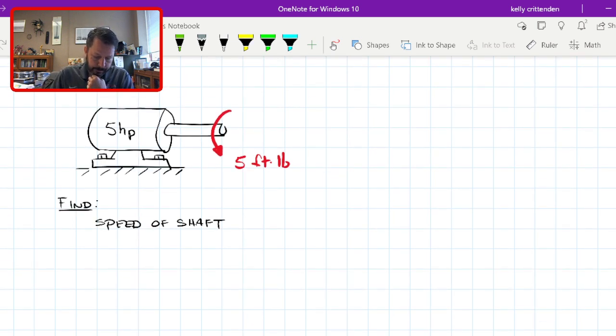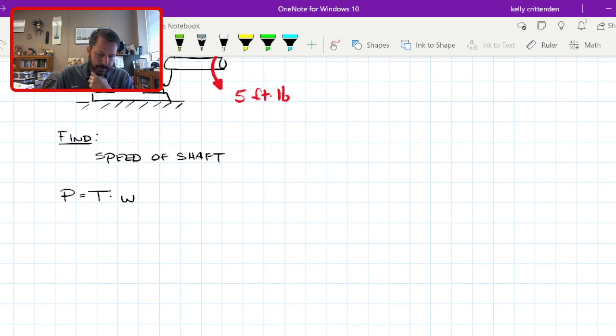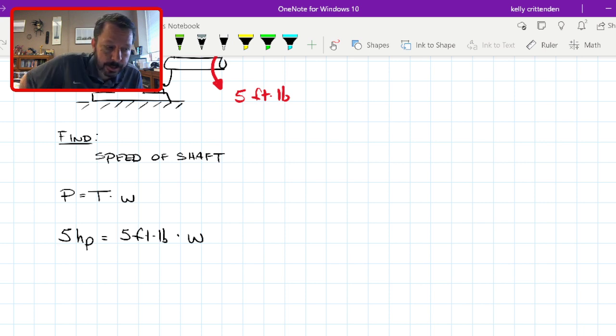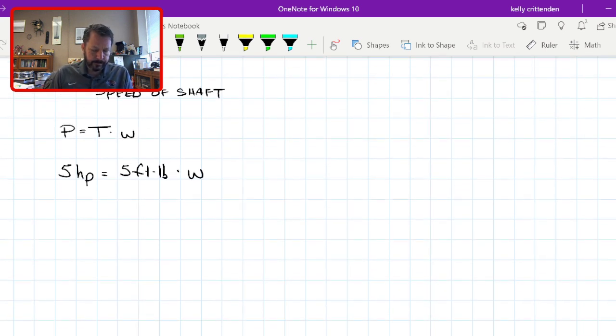All right, so we've got this little setup, and we know that power equals torque times omega. And let's just fill in what we know. Again, assuming the 100% efficient system here, we have 5 horsepower equals 5 foot-pounds of torque times omega, which is going to be the speed of the shaft, not in RPM, but in radians per second. So let's see if we can convert. We could probably just plug these things into MathCAD, but this time I'm going to work this one out by hand so that we can see the conversions.